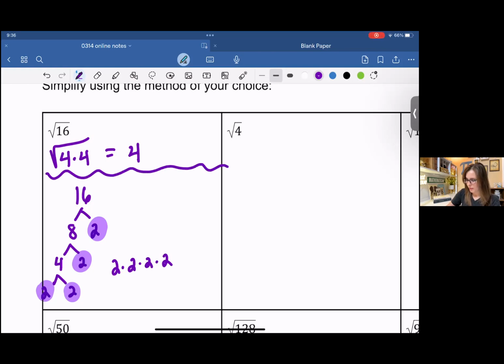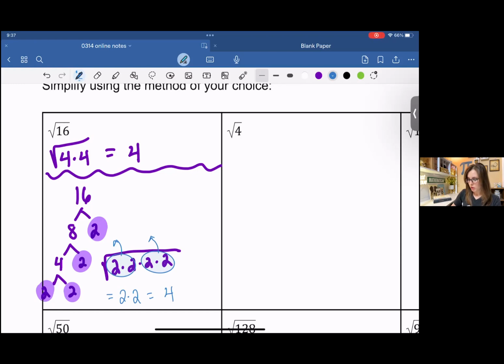And then how I do it with the factor tree is if I have this under the square root, you're looking for pairs, because in the pairs, you can pull out one of the two equal factors. And we still get 4. So a little messier that way, but it does work.